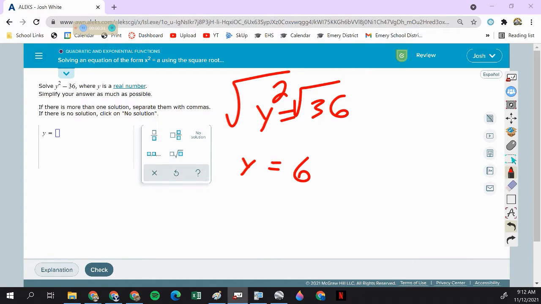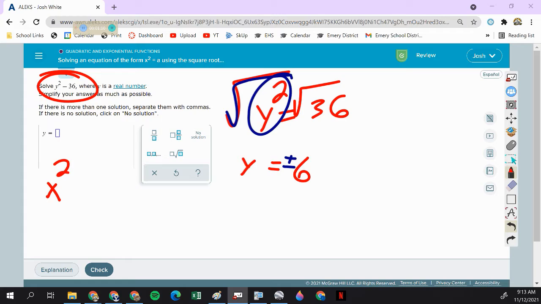Look at the original question. What number times itself is 36? 6 works. Are there any others? Negative 6. 6 times 6 is 36, and negative 6 times negative 6 is also 36. So whenever you have a variable to the second power and you take the square root, the answer has to have a plus and minus on it because there are two solutions. So y is plus or minus 6.